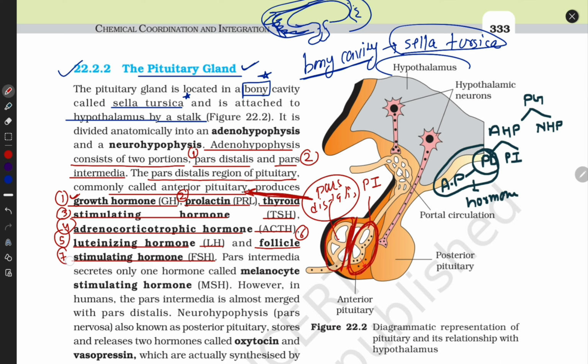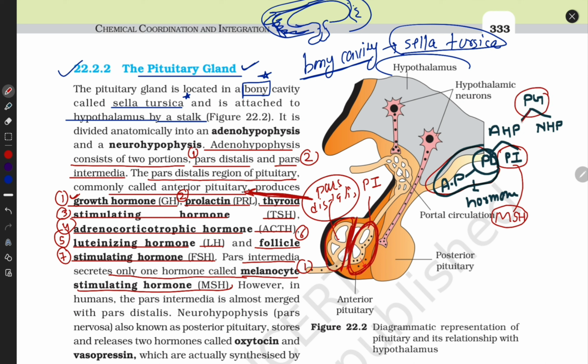This is our seventh. Look here. This part releases many important hormones, and now this part releases one hormone. We call it melanocyte stimulating hormone. The pars intermedia secretes only one hormone, called melanocyte stimulating hormone, MSH. Clear? Very clear, guys. Okay.